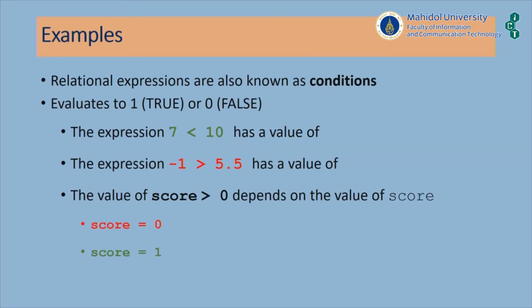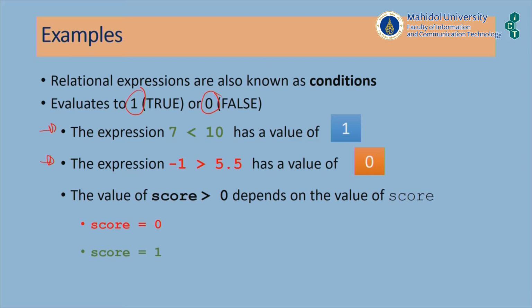So let's look at an example here. As we showed in the previous slide, an expression can evaluate to 1 or 0. So 1 means true, 0 means false. Look at the first one. The expression 7 less than 10 has the value of, 7 is less than 10, so it's true, it has the value of 1. Second one, minus 1 more than 5.5. Is it more than 5.5? No, right? So the answer is 0.